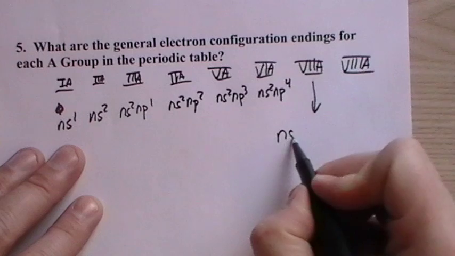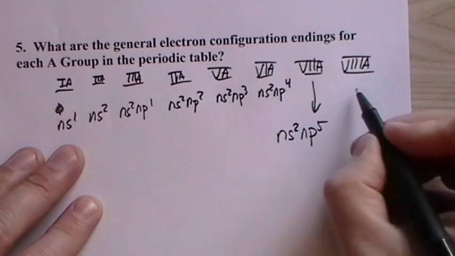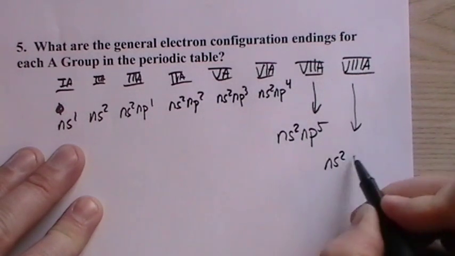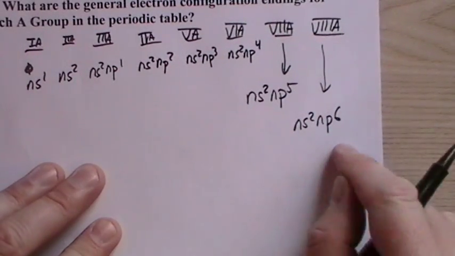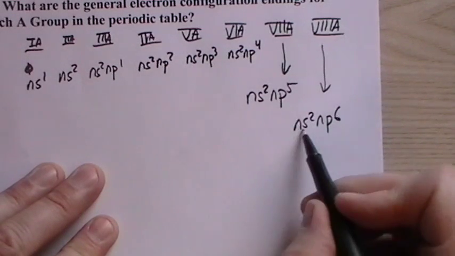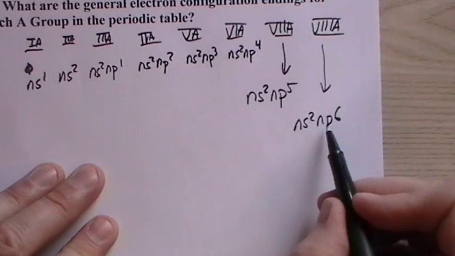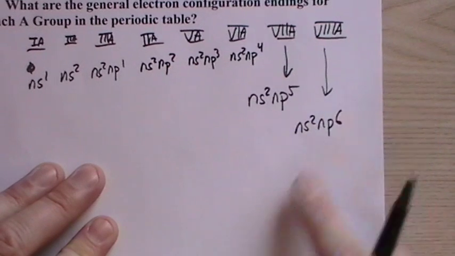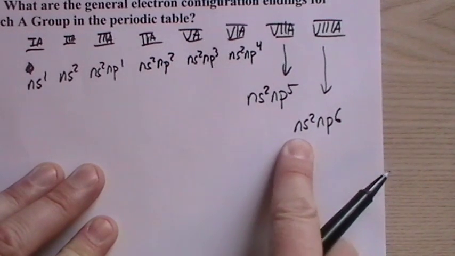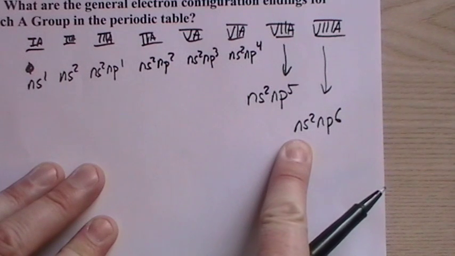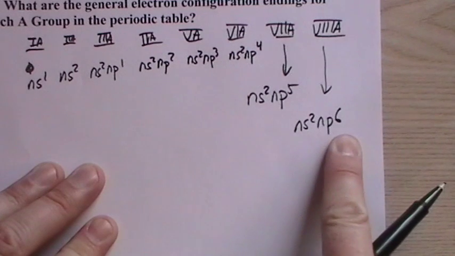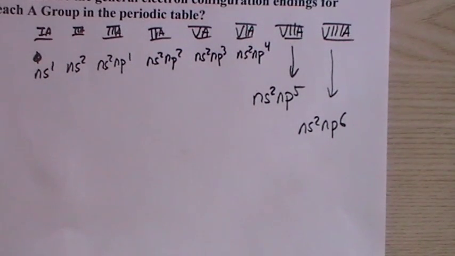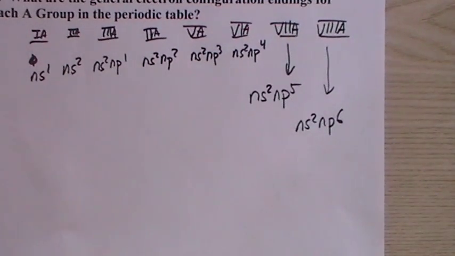Put this down, ns2, np5. And then for noble gases, ns2, np6. So if you're dealing with any of the noble gases and write out the electron configuration, they'll always end this way. Helium would just be ns2. But the rest of them would be, this would be 2s2, 2p6, that would be the ending for neon. 3s2, 3p6 would be the ending for argon. 4s2, 4p6 is the ending for krypton, and so on.